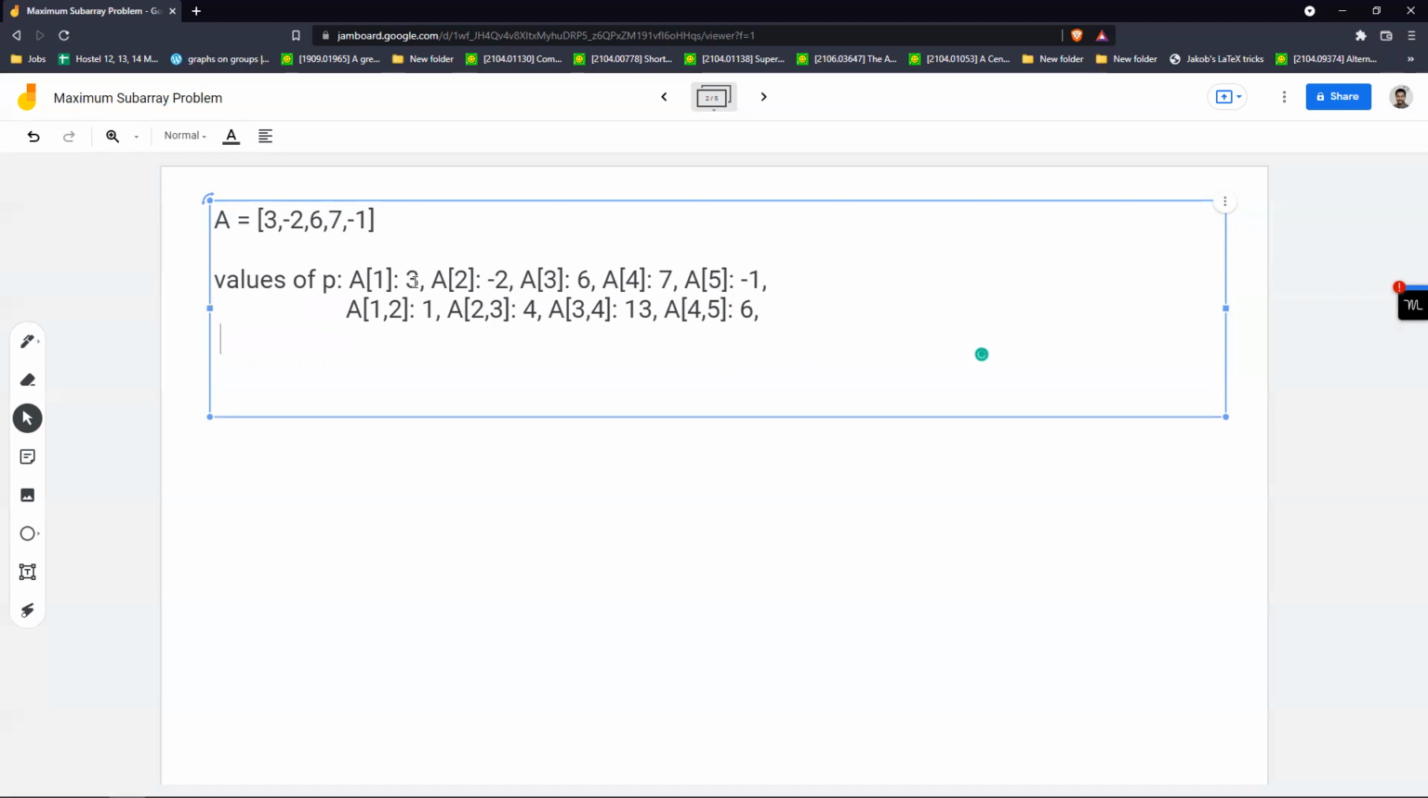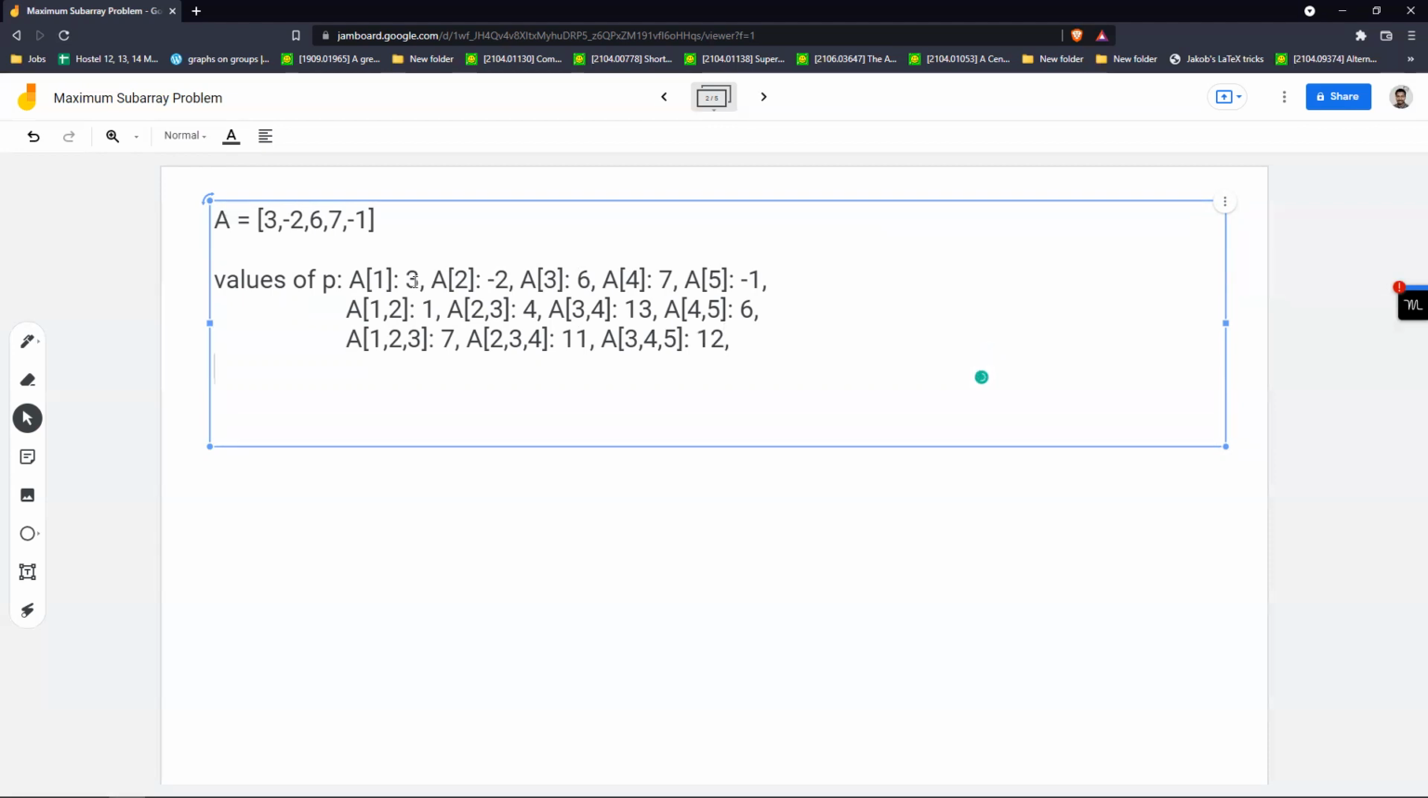All right, so now let's look at subarrays of length 3. A123, what is the sum? 3 minus 2 plus 6, that is 7. Then A234, what is the sum? Minus 2 plus 6 plus 7, that is 11. A345, what is the sum? 6 plus 7 minus 1, that is 12. Okay, what else do we have now?